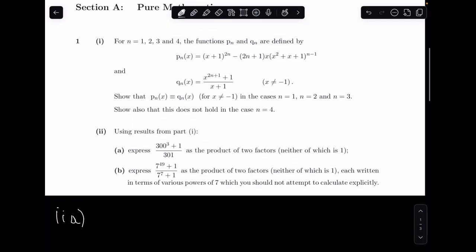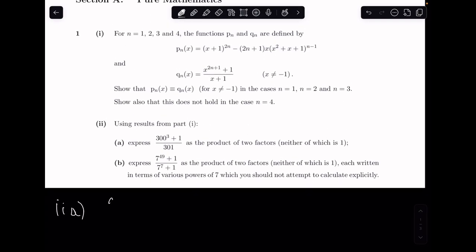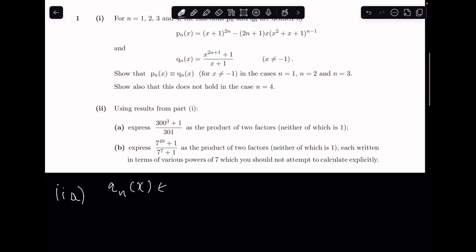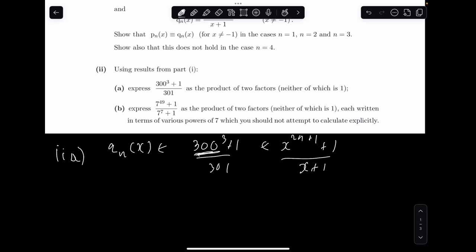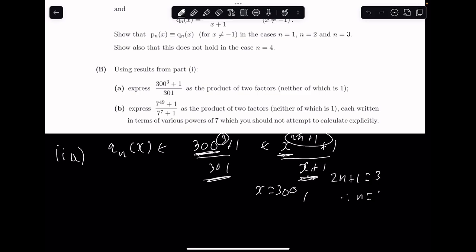Right, so we can see this equivalence to Qn of x, right? Because look, it's 300 cubed plus 1 over 301. And then our Qn of x is x to 2n plus 1 plus 1 over x plus 1. So you see this is our x, right? So our x is 300, and obviously look at the denominator, 301, x plus 1. So our x is definitely that. And then our 2n plus 1 is this power. So 2n plus 1 equals 3, therefore n equals 1.